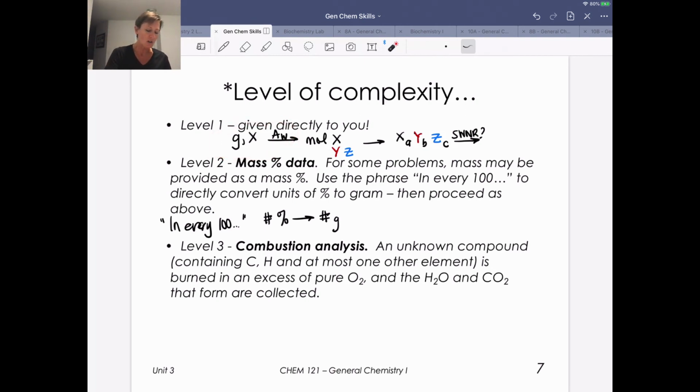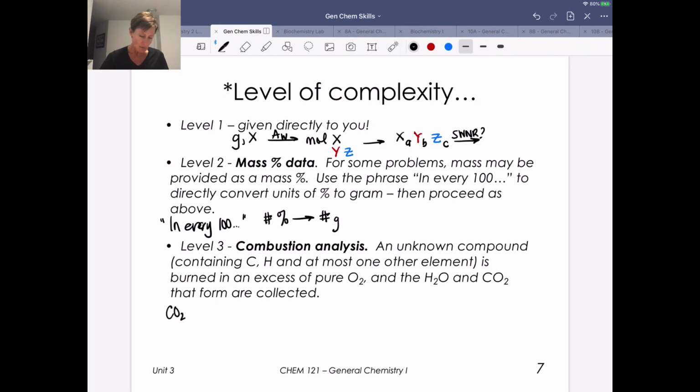Okay, so this is what's called combustion analysis. And really what it means is we've got carbon and hydrogen and at most one other element. So we're only going to have 3 elements in our compound that we're going to be analyzing. And what happens is this problem is going to give you carbon dioxide data, it's going to give you water data, and then we're going to need to do a little detective work to convert that into carbon grams, into hydrogen grams, and then into the grams of whatever else was left. So I'm going to walk you through it. Remember, this is a challenge problem. This is a little bit intense.